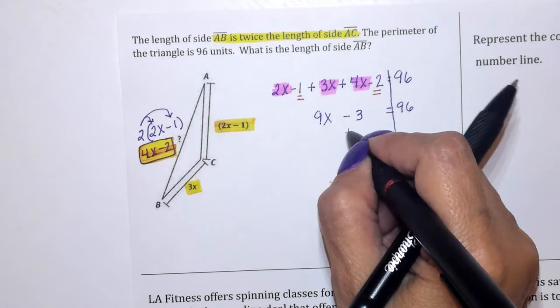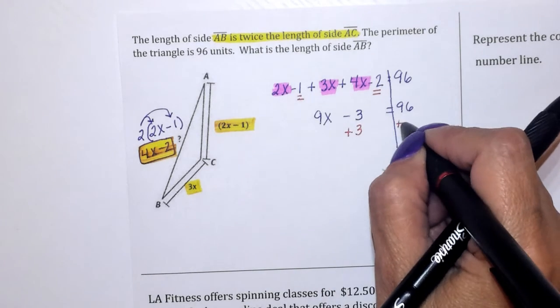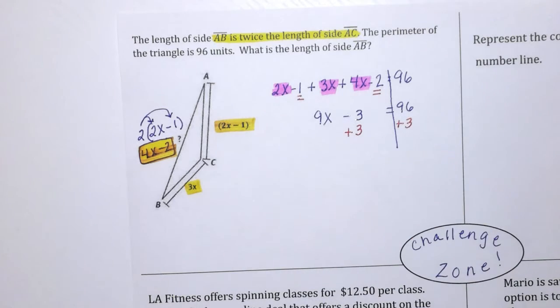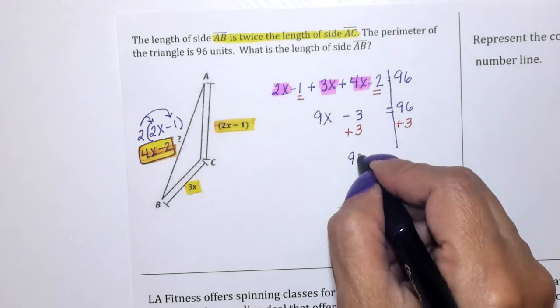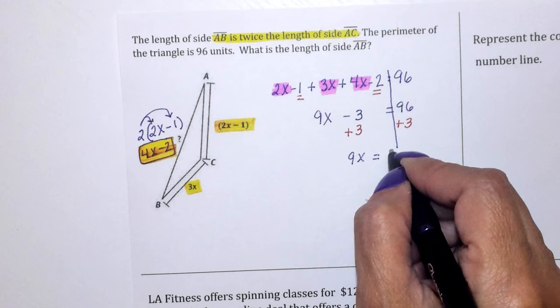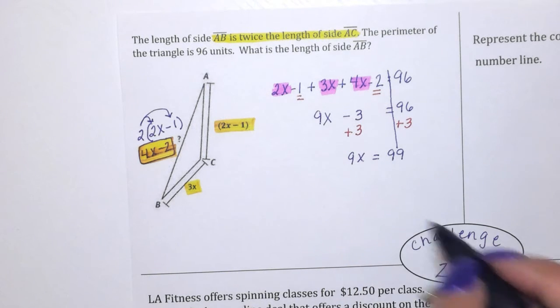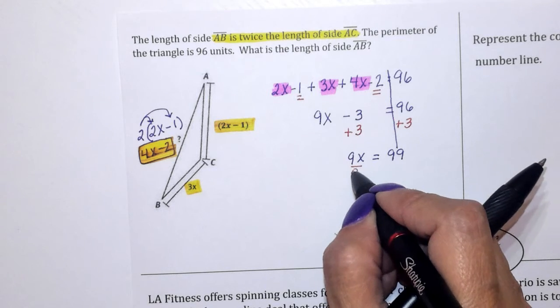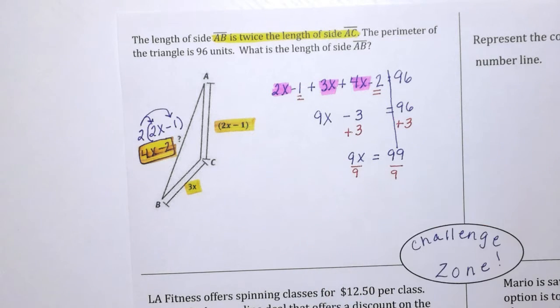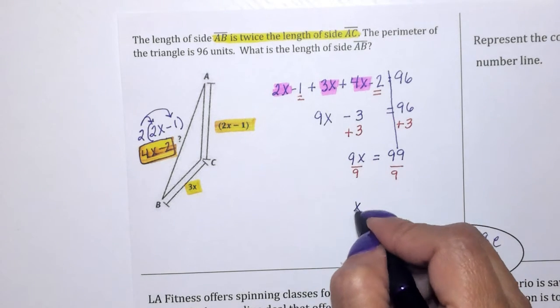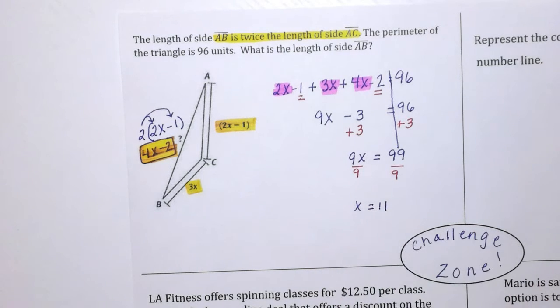I'm going to keep going. I'm going to add 3 to both sides. That'll give me 9x equals 99. And I'm going to divide by 9 on both sides. And I'm going to get that x equals 11. And that's my answer, right?